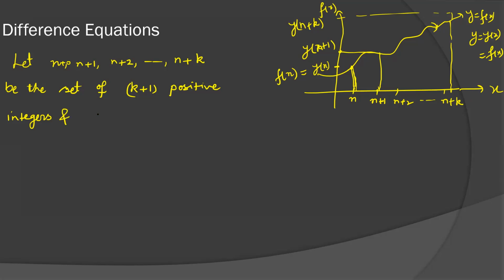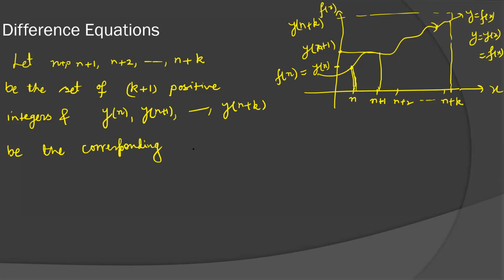And y of n plus 1 and y of n plus k are the corresponding values of the function y of x equal to f of x, or you can write y equal to y of x only. Suppose this is the function y equal to y of x.